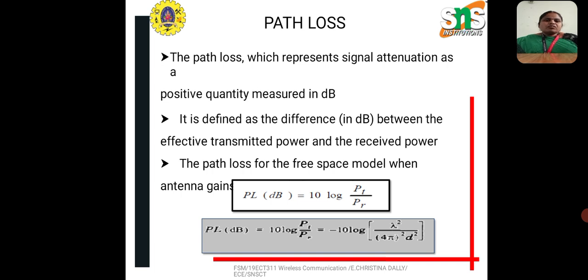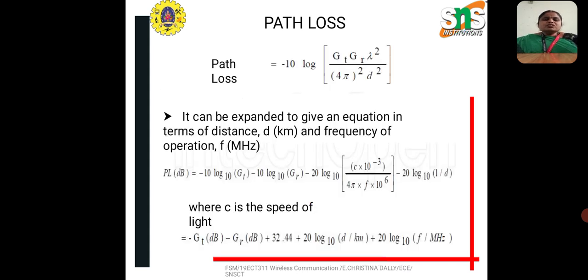The path loss for the free space model, when the antenna gain is included, is PL(dB) = 10 log Pt by Pr. We can write it as minus 10 log of Gt Gr lambda squared divided by (4 pi) squared d squared. This is the formula to calculate the path loss. Here we are mentioning the speed of light, c is the speed of light, and from that we have calculated.